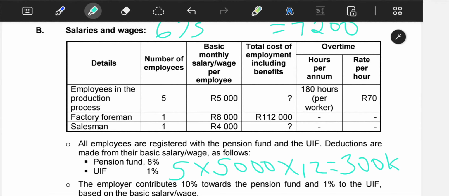Right. So, there is still overtime here. 180 hours per worker. And every hour is paying 70 rand. And this is for an annum. Annum is a year. So now, meaning whatever you get here, you don't have to multiply by 12 because already it is an annual.